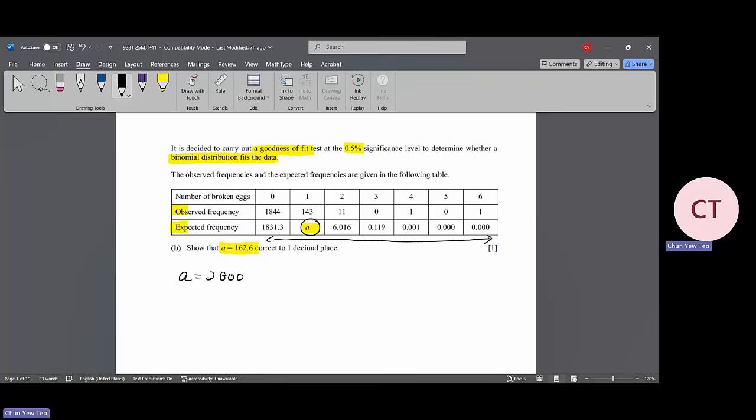Okay, so we minus the 1831.3 plus the 6.016 plus the 0.119 plus the 0.001, and you can see that the answer is 162.6. That is the A. They want you to write the A in one decimal place, so the answer will be 162.6. Done. That is the answer for the number 3B.